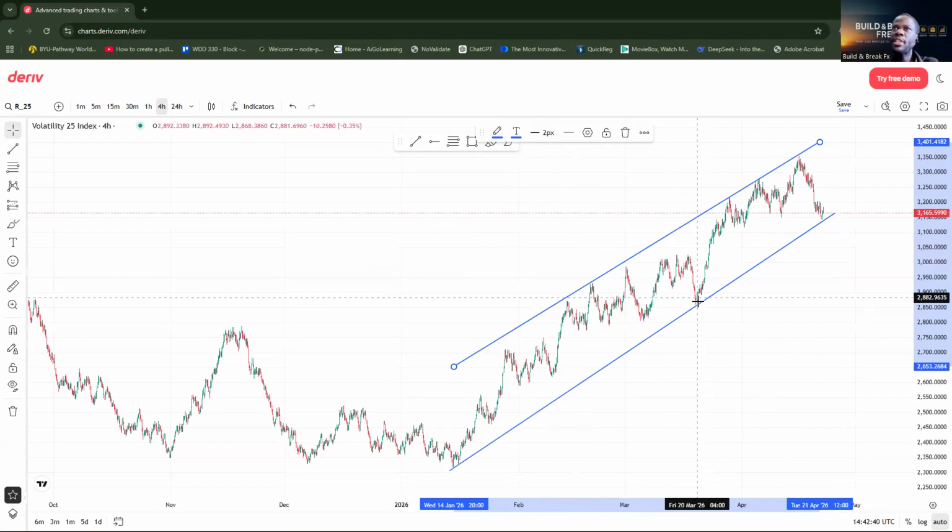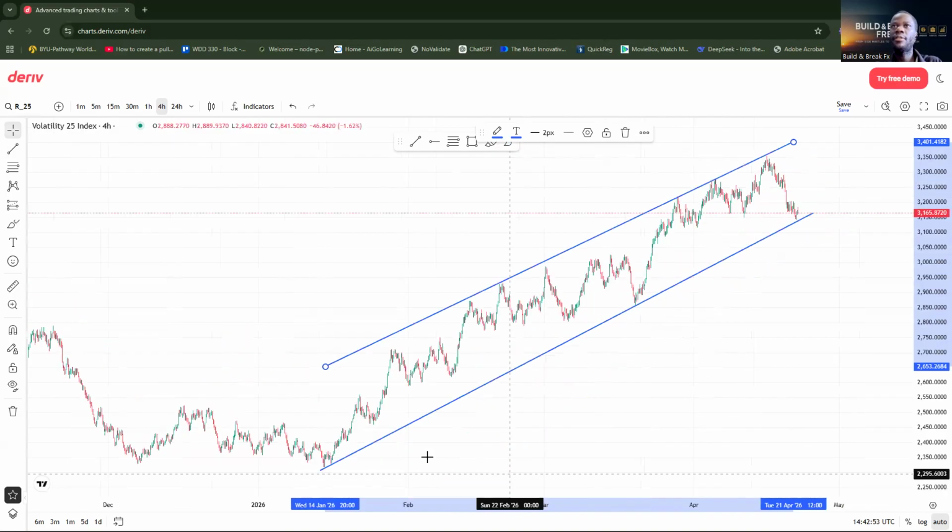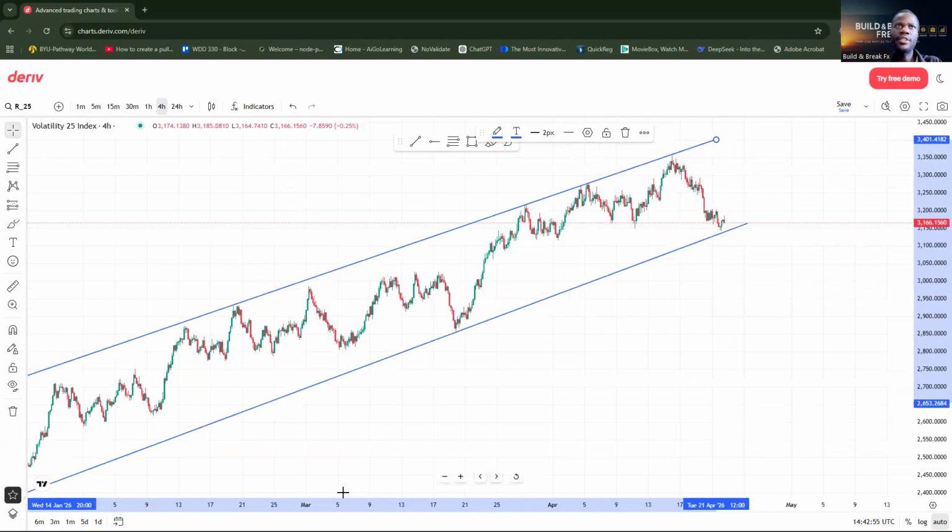So with your trend line, sometimes you can see other wicks can come down here. Your trend line is still active. No matter what, if it breaks down a small little bit, your trend line is still active. Okay? Your trend line is still active.